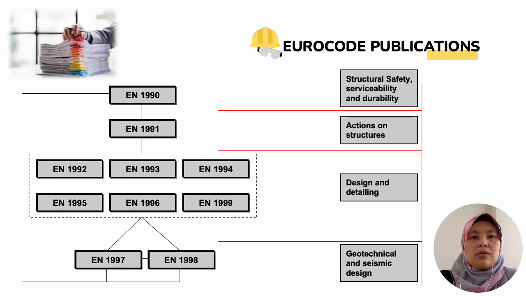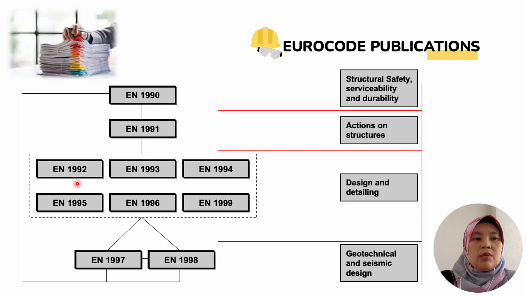Now we are going to look into the Eurocode publications. The usage of these Eurocodes will be based on the type of structure that we are dealing with. As we can see here, this top part covers structural safety, serviceability, and also durability. This is covered by EN 1990, also known as Eurocode 0. In terms of the actions on structures, it is covered under EN 1991, known as Eurocode 1.